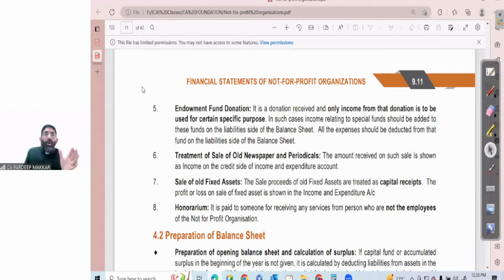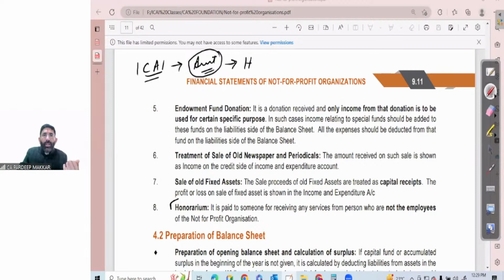Then last is honorarium. What is honorarium? I would like to take an example here. I have been invited as a chief guest by ICAI on a particular platform, and they have paid me some amount for appearing as a guest lecturer. Now, whatever amount is paid by them is not a fixed payment against my services. So this is called honorarium.